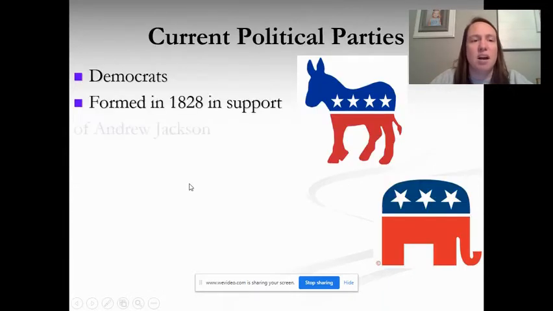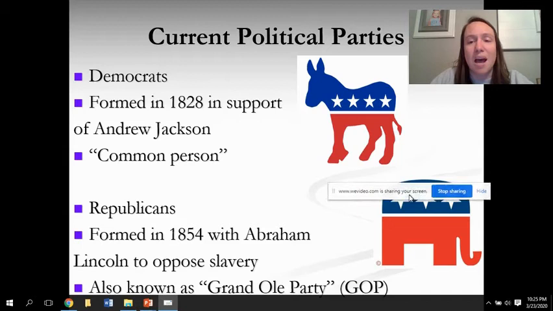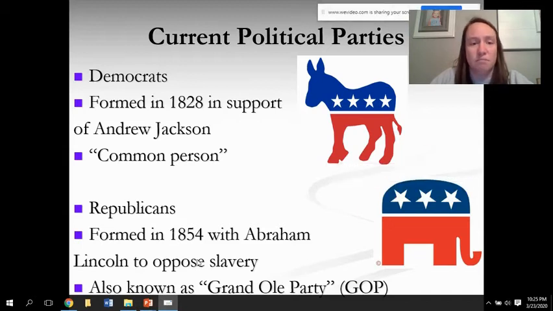So the current ones today are the Democrats and the Republicans. The Democrats were formed in 1828 in support of Andrew Jackson, the guy running for president at the time, and they really made their stronghold as the common person. Republicans were formed in 1854 with Abraham Lincoln. Now, this is not the year he wins the presidency. He's like a senator when he's running, and then he wins the presidency 6 years later in 1860. And the Republicans were formed in opposition to slavery, which is pretty interesting. And they're known as the Grand Old Party.